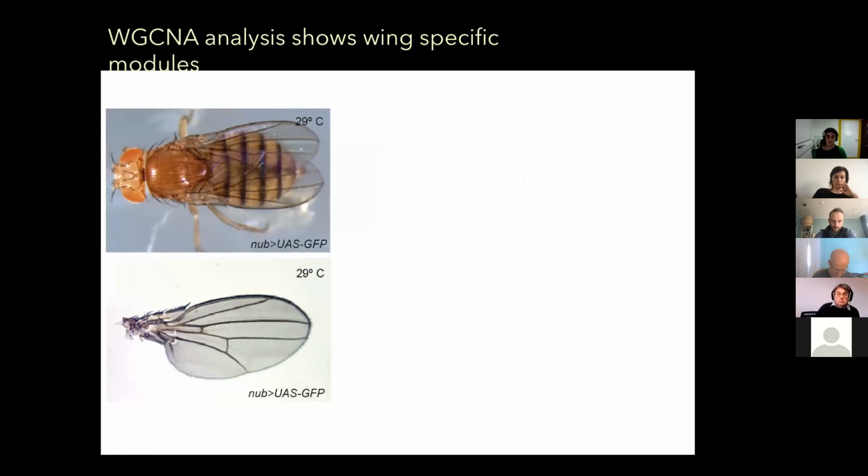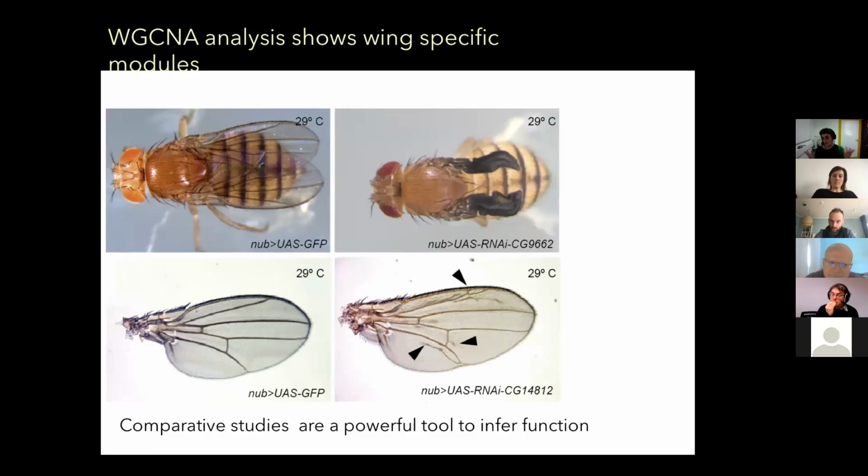And from these 40 genes, we took a subset. Actually, we checked 8 different genes, and using Drosophila this time, we did knockdown experiments using RNAi specifically in the wing, and we checked if we had a phenotype, and actually we did. For the 8 different genes that we tested, we found a wing phenotype.